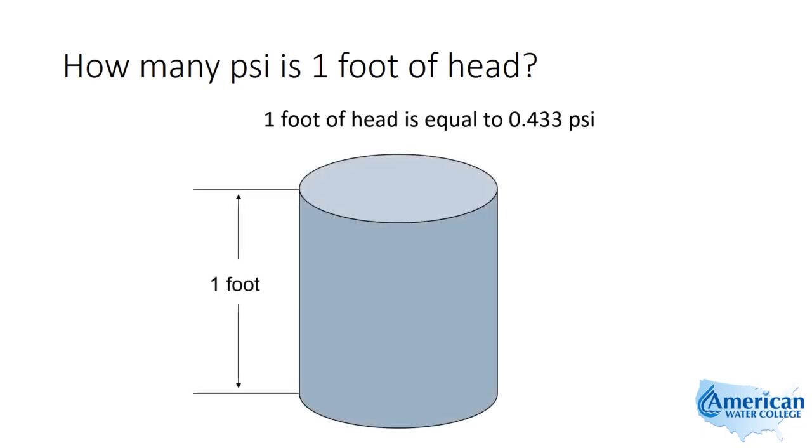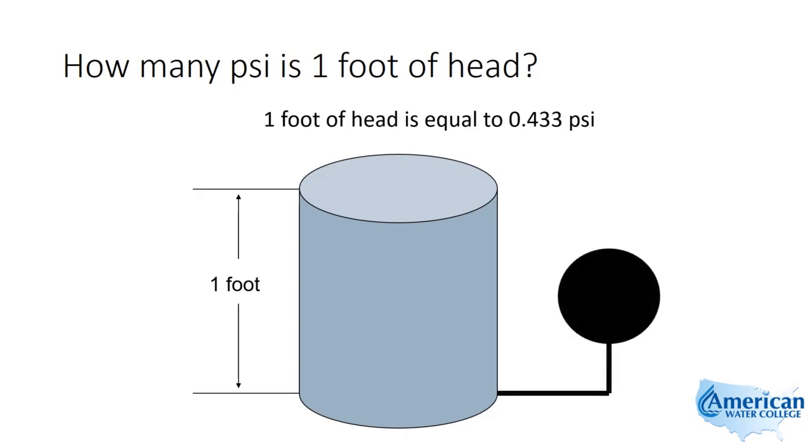So here we have a container. It's got 1 foot of water in it. If we were to measure the pressure at the bottom of this container, we would see that the pressure is 0.433 pounds per square inch. Now it doesn't matter the diameter of this container. It could be 100 feet across, or it could be just a couple inches across. That 1 foot of water head will give us 0.433 psi.